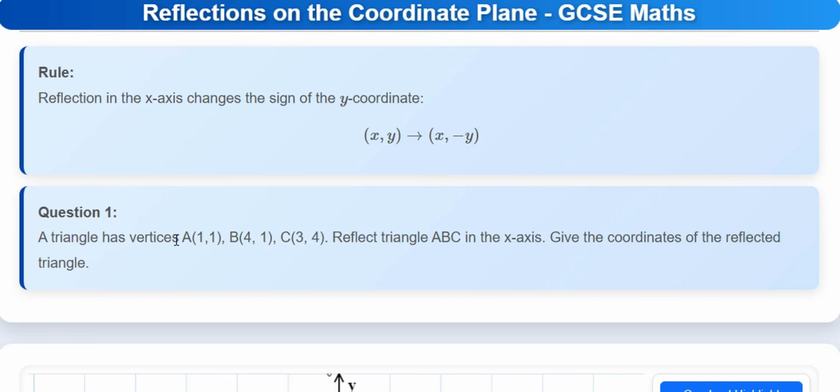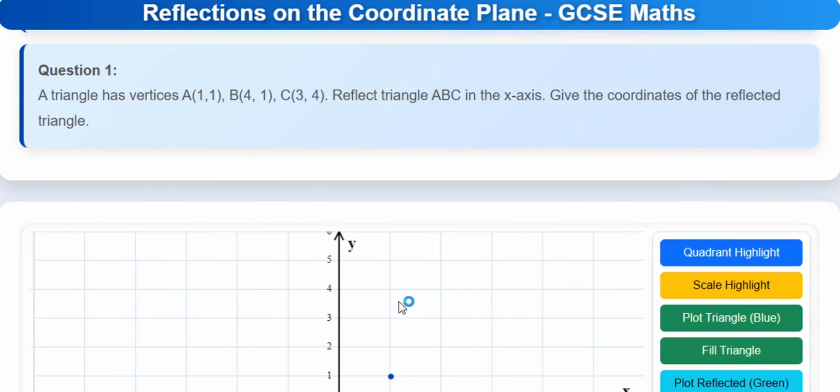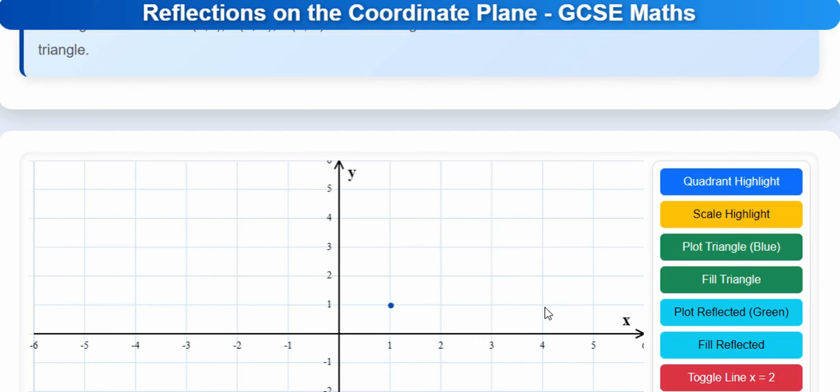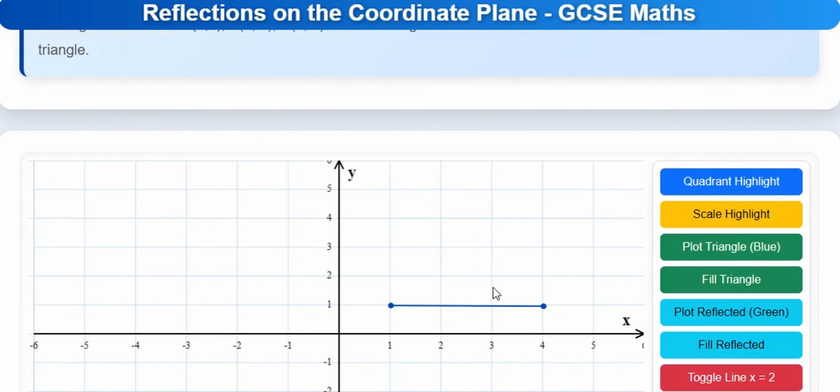We have the points of the original figure. We start by plotting A, which is 1, 1. Then the second one, B, was 4, 1. And then C was 3, 4. So now we have plotted the original triangle, and then we reflect it on the x-axis.